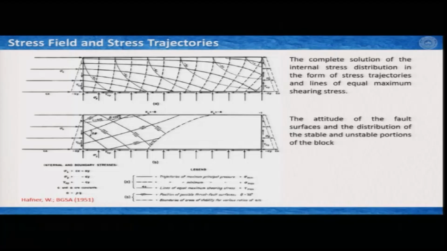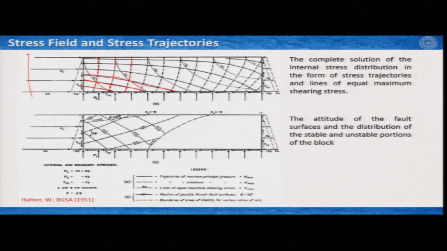So, here is a very classic theoretical work by W. Hafner, and it is a paper of 1951, where he has calculated the stress trajectories. The different symbols are given here. In the top part, the top diagram that we see, these are complete solutions of the internal stress distribution in the form of stress trajectories and the lines of equal maximum shearing stresses. So, these strong lines are the maximum principal stresses, and these dotted lines are minimum principal stresses.